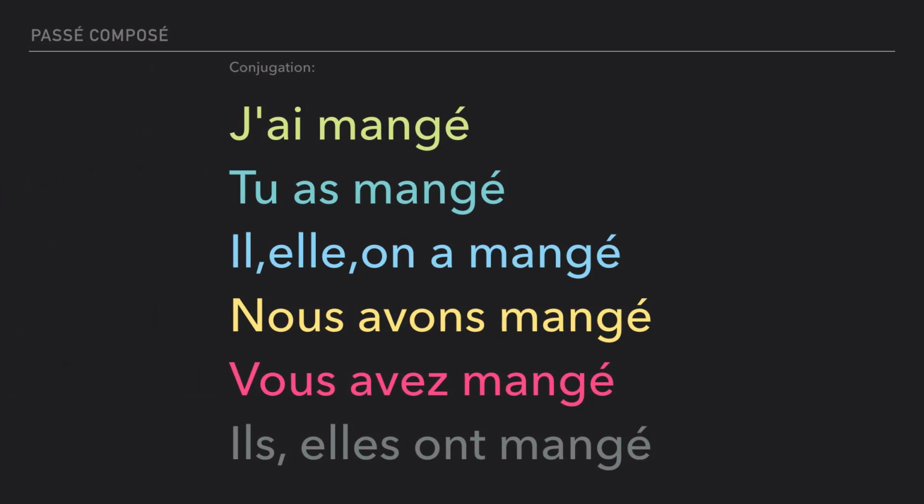Here is the conjugation of this tense. J'ai mangé, tu as mangé. Of course, you remember that when we speak fluently, you are going to say t'as mangé. Il a mangé, elle a mangé, on a mangé. Nous avons mangé, vous avez mangé. Ils ont mangé, elles ont mangé.